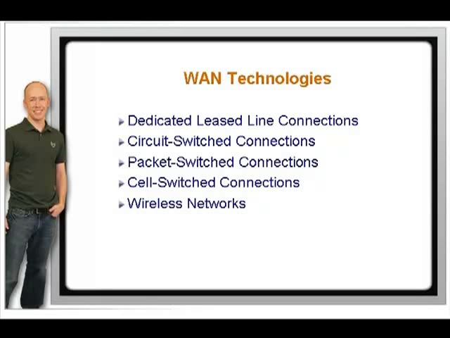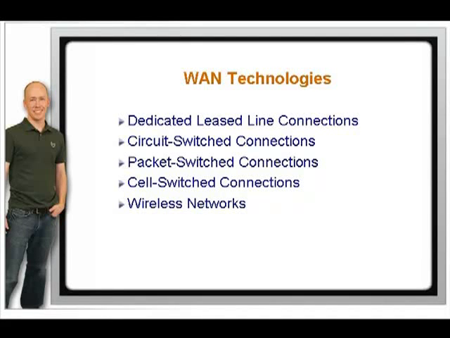For the CCNA exam, you need to be familiar with 4 types of WAN connections and the protocols associated with them. There are 4 major WAN connection types: dedicated leased line connections, circuit switched connections, packet switched connections, and cell switched connections. A leased line refers to a connection that is installed and provisioned for the exclusive use of the customer.